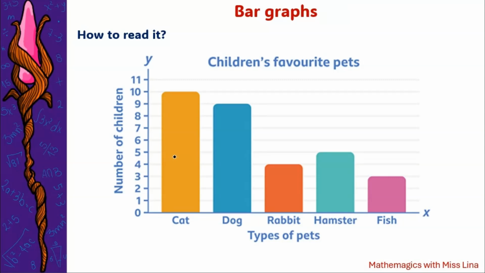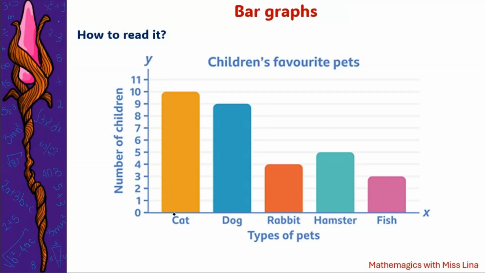For example, in this case, we have a group of children and we are checking their favorite pets. So notice since the bars are vertical, that means the height is telling us the number of children that like each type of pet. So it says types of pets: cat, dog, rabbit, hamster, and fish. That means those are the categories or the type of pets that we are studying in these children.